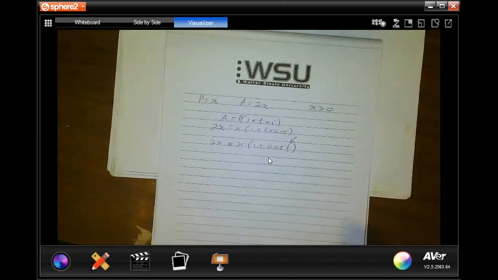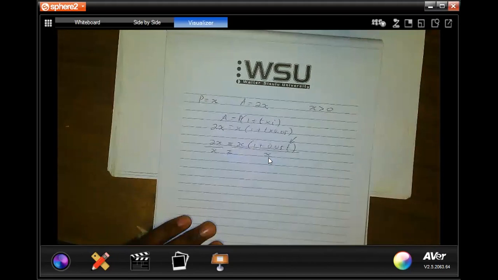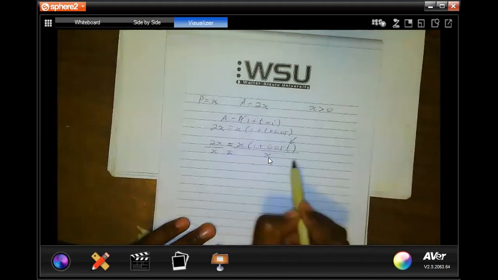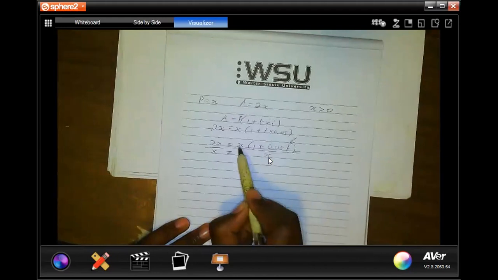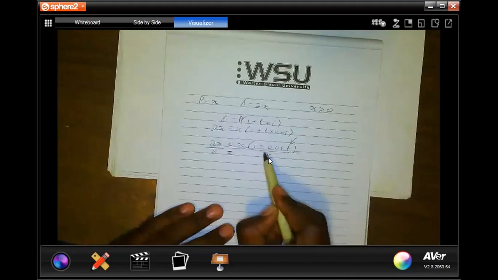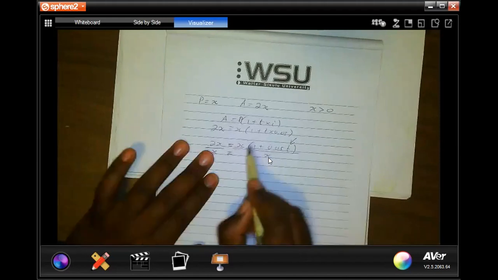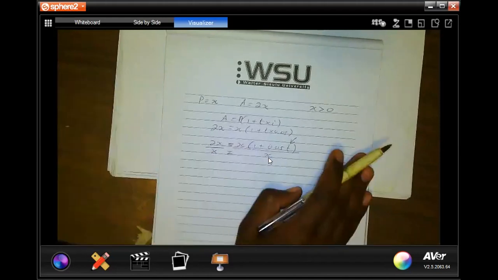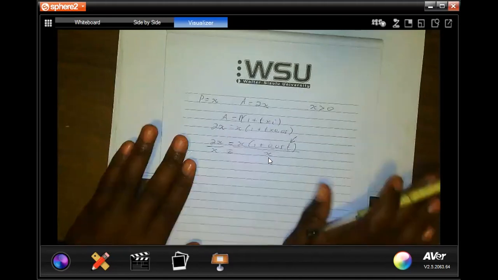So how do we remove this one? By dividing throughout by x. Why did we choose to divide? Because x multiplies all of this. It doesn't multiply only one. If it was multiplying only one, then we would have taken it to the other side. But it multiplies the whole side. Therefore, we are going to divide throughout all sides.